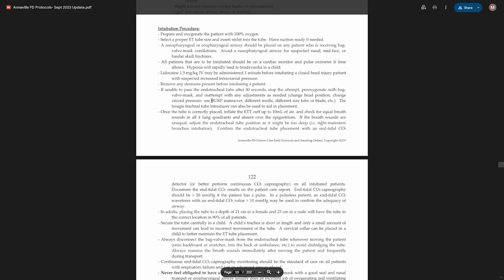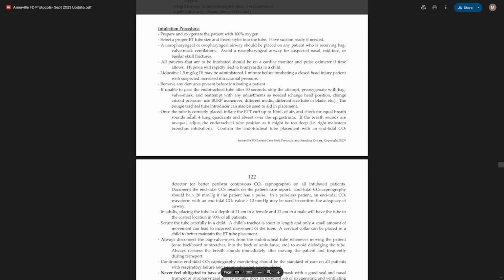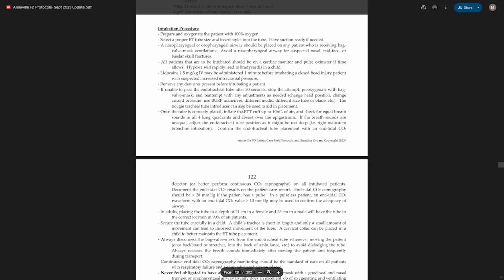You can change their head's position, change cricoid pressure, use a burp maneuver, a different medic, different size tube or blade, etc. The bougie tracheal tube introducer can also be used to aid placement. Once the tube is correctly placed, inflate the ETT cuff with up to 10 milliliters of air and check for equal breath sounds in all 4 lung quadrants and absent over the epigastrium.